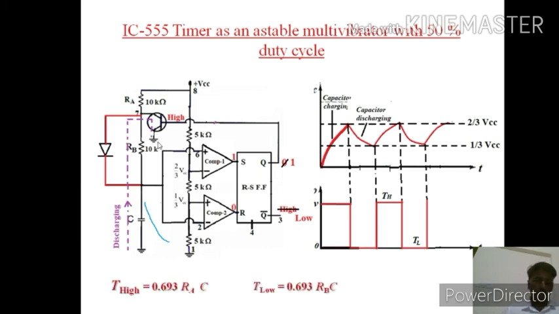So T low, which is the time of the output during which the capacitor was discharging, is 0.693 RB into C. It is because the capacitor is discharging only through RB and this transistor. So here we can see that the charging time is through RA, this diode and the capacitor, and the discharging time is through RB and this transistor. So the charging time is almost the same as the discharging time, and therefore the output square waveform is almost symmetric.